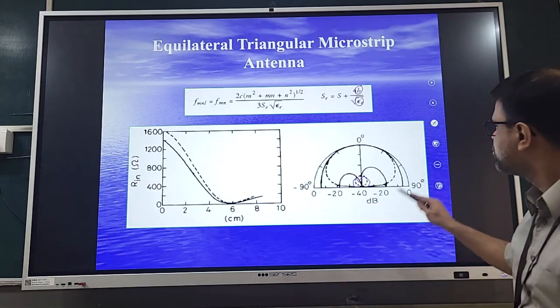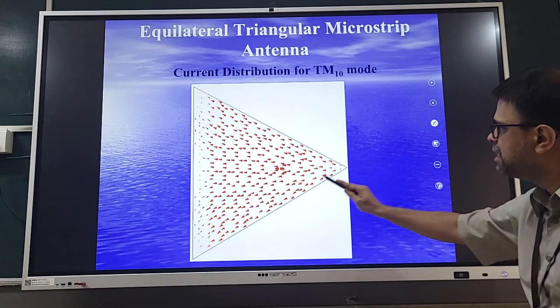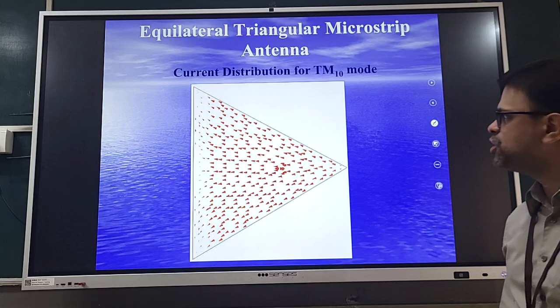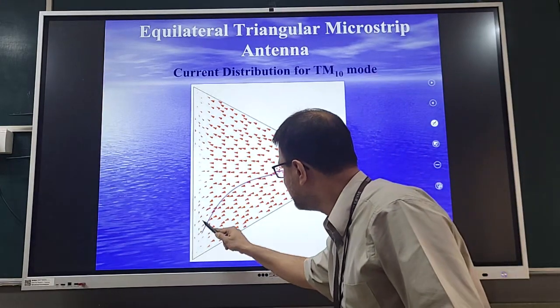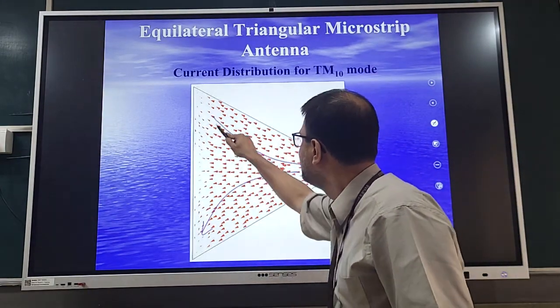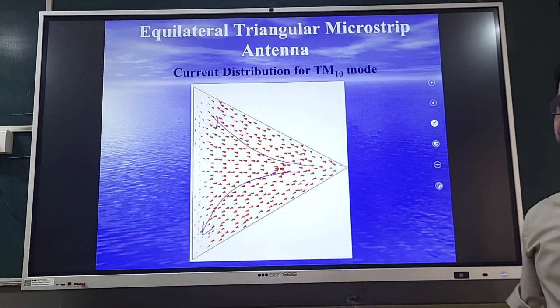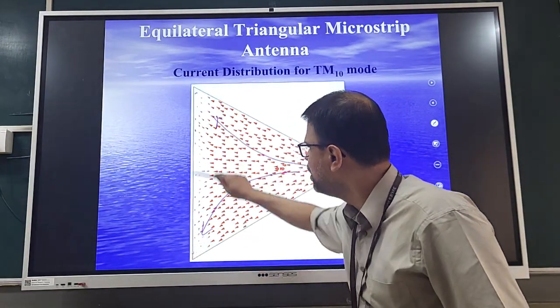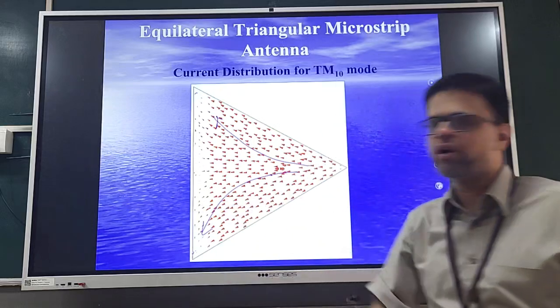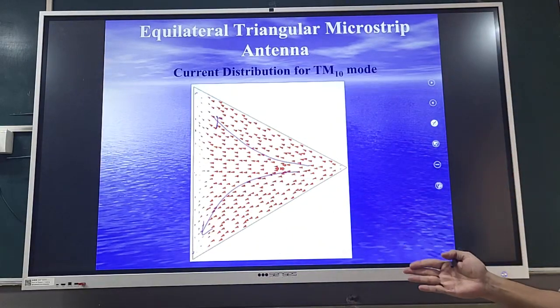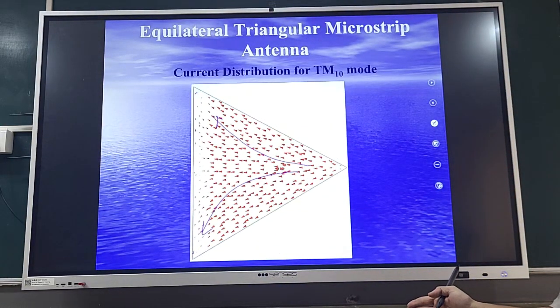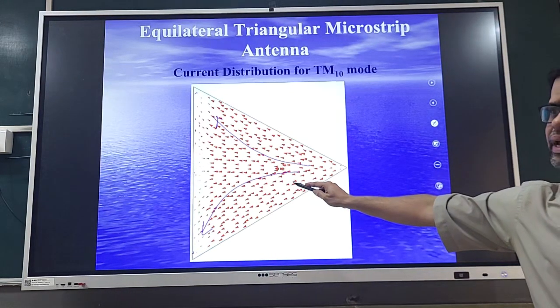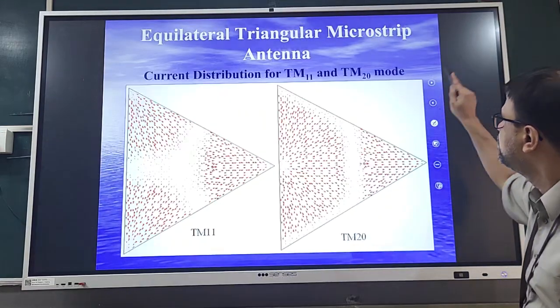Okay, so this way you design it. This is the current distribution which I was mentioning. You can see, isn't it, a bidirectional variation is there? Why? Because you have a difference of potential between the center point and the edge point. That creates the bidirectional variation, and that has increased the cross polar. Okay, this is the fundamental TM10 mode.